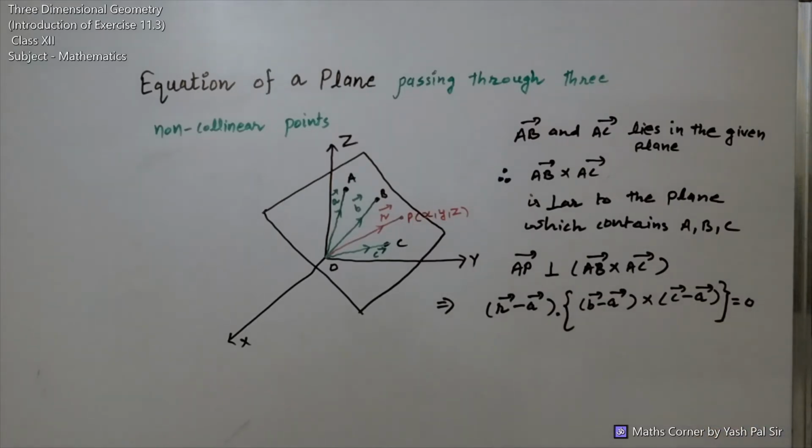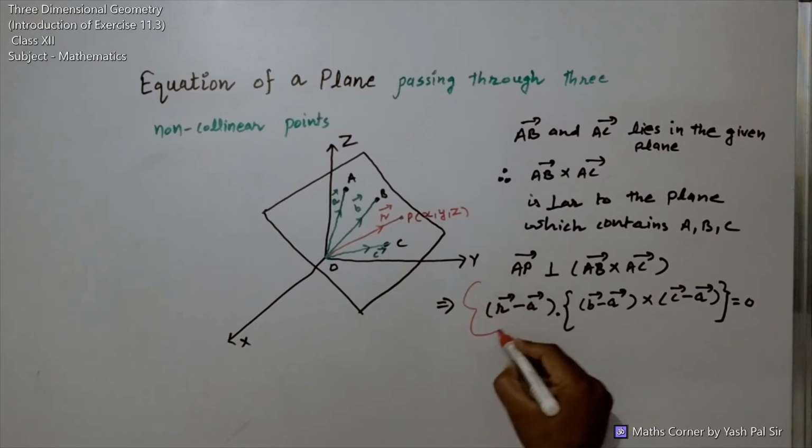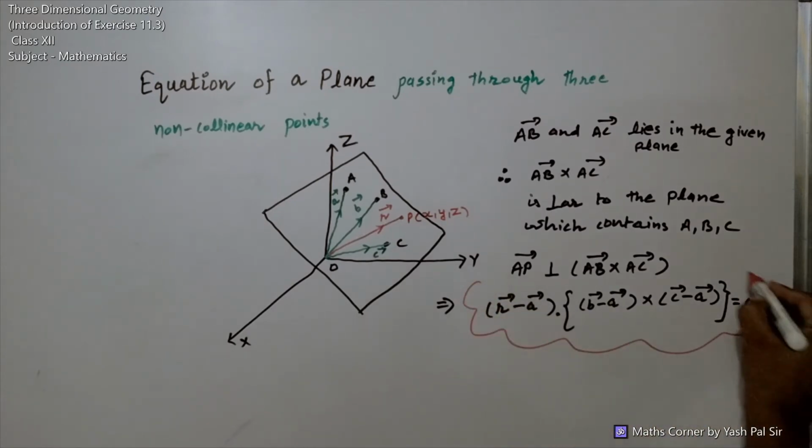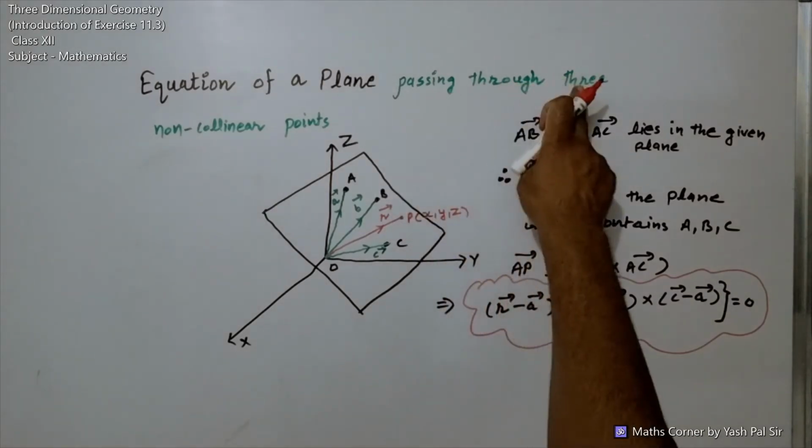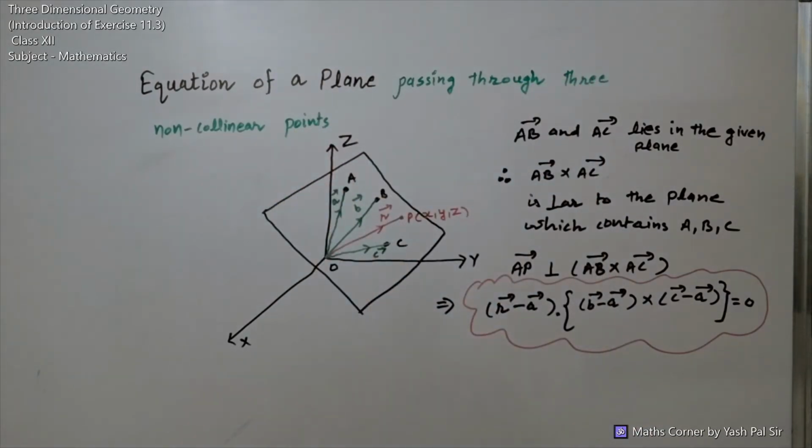Here we put the dot product equal to 0, right? Now this is called the vector form of the plane which passes through 3 known collinear points, right?